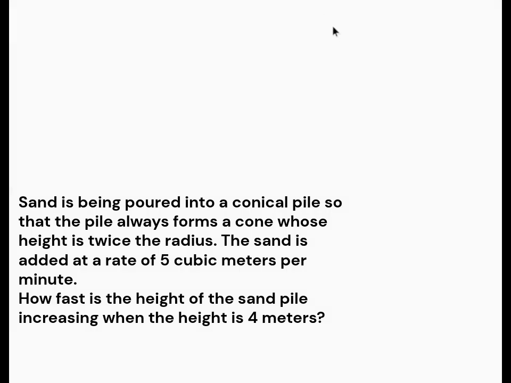Sand is being poured into a conical pile so that the pile always forms a cone whose height is twice the radius. The sand is added at a rate of 5 cubic meters per minute. How fast is the height of the sand pile increasing when the height is 4 meters?